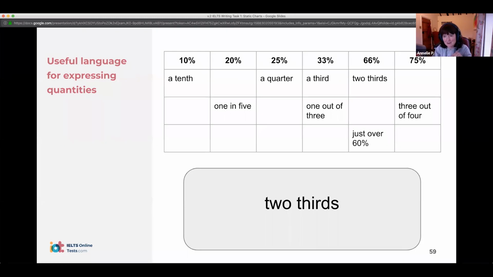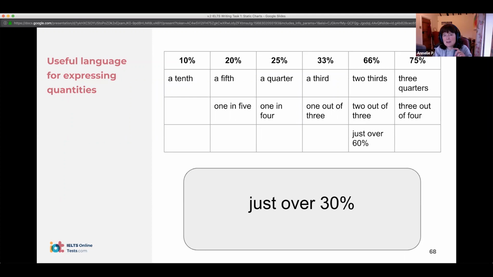Notice it does have the S on the thirds. Again, quite a common mistake I've seen, people missing the S off. 1 in 4. Again, 25%, or a quarter. And 3/4, very good, 75%. Then we have a fifth. Somebody mentioned that earlier on. 20%. And then you could also say just over 30%. And finally, 1 in 10.